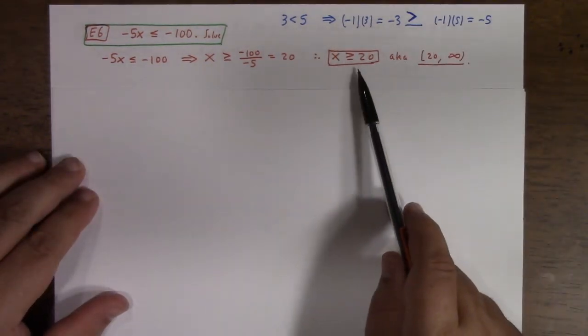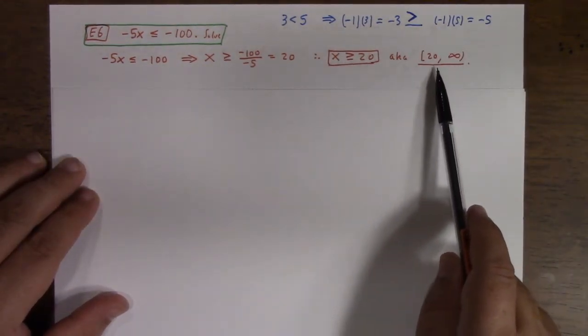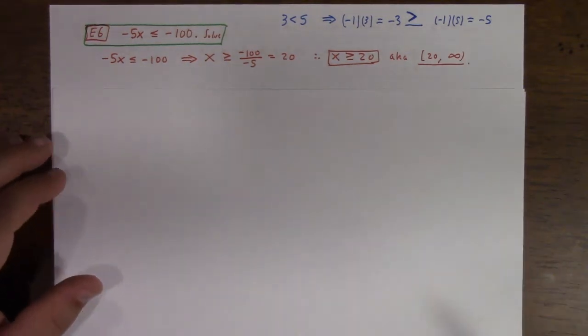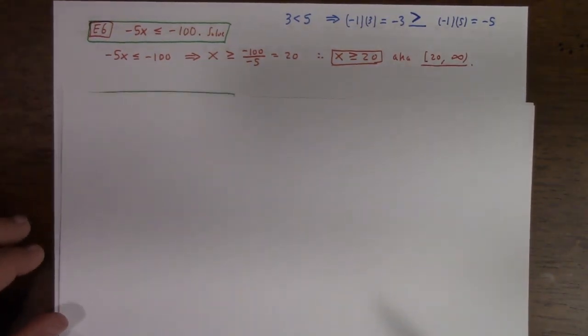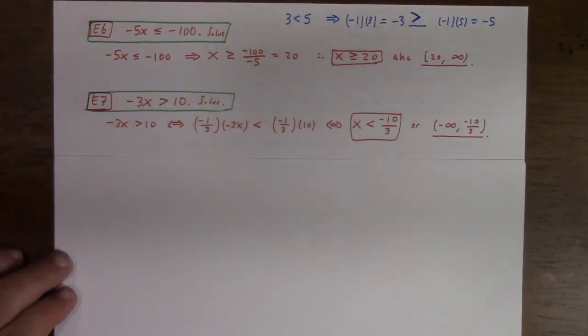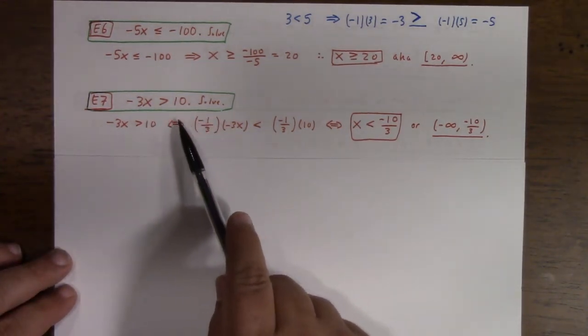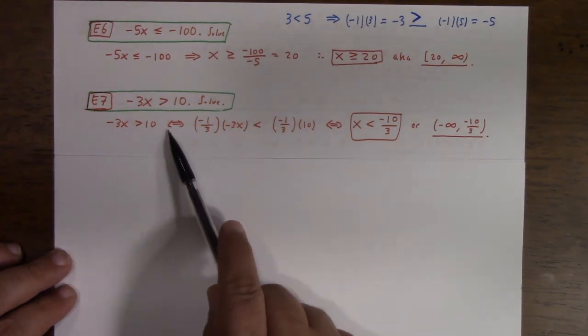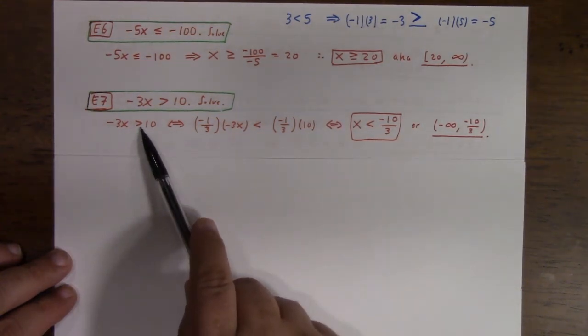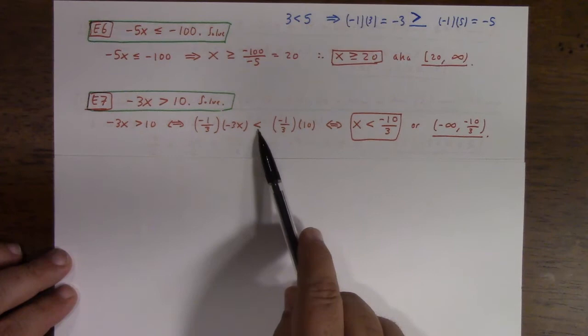All right, so we have x greater than or equal to 20, which in interval notation gives me 20 to infinity. All right, next up, example 7. Much the same. Minus 3x greater than 10. Solve it. So we divide by minus 3. When we do that, that flips the greater than to less than.